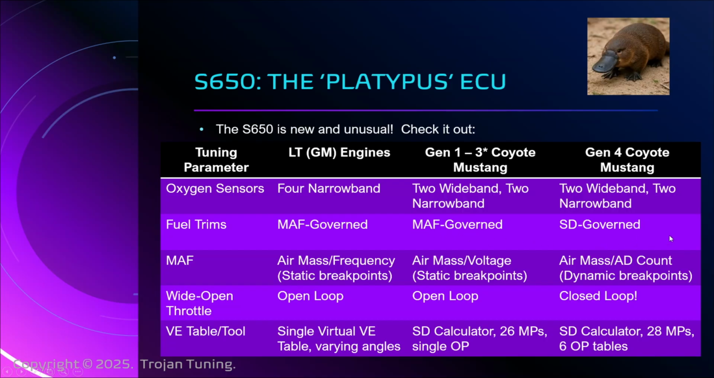The Gen 4 Coyote blows all of this away. Mysteriously, it uses speed density to govern its trims. Let me say that again, because this is pretty important and it's revelatory. The 4th generation Coyote is speed density fuel trim governed. So when I'm in closed loop operation and just tooling around town in a static state, the speed density tables are what command my fueling, as opposed to the mass airflow.